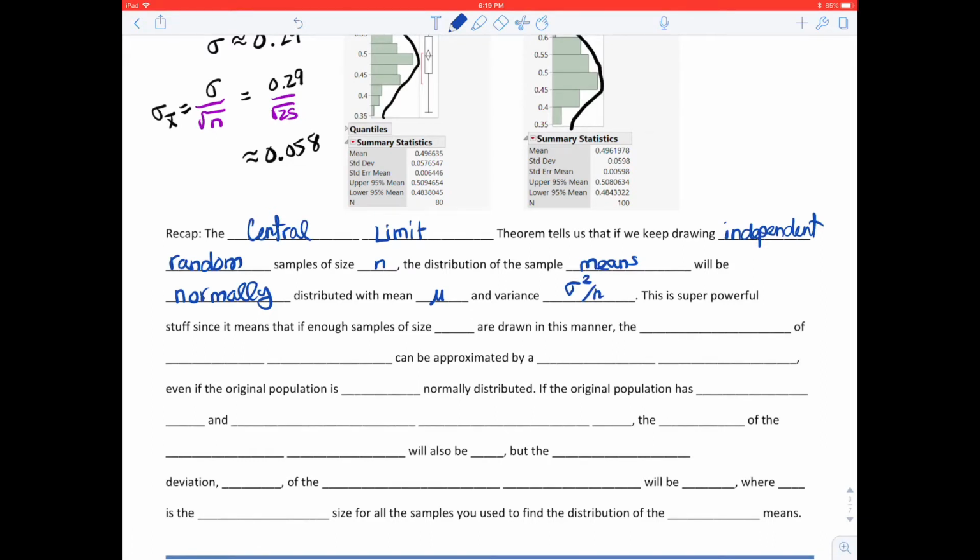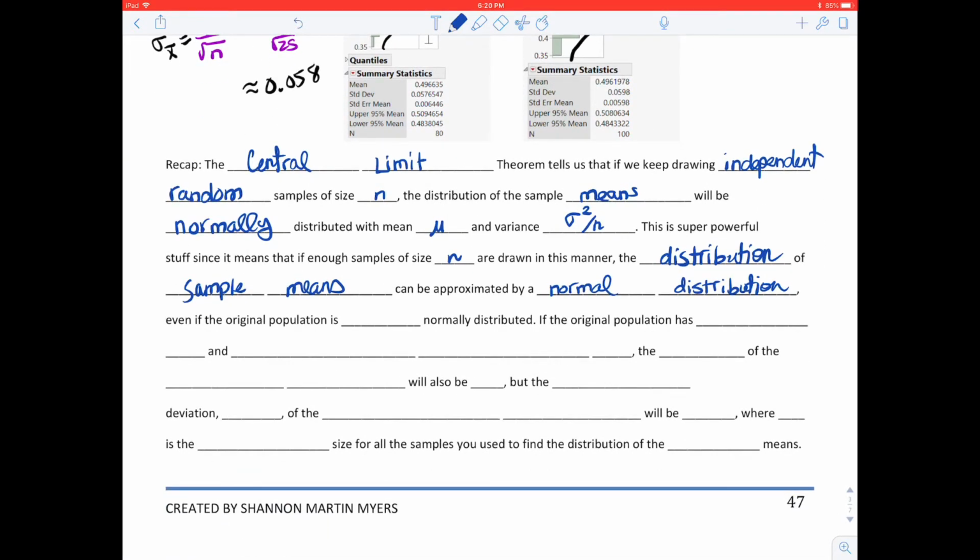So this is super powerful stuff, right? It means that if enough samples of size n are drawn in this manner, the distribution of the sample means can be approximated by a normal distribution, even if the original population is not normally distributed, like we saw with these uniform distributions.